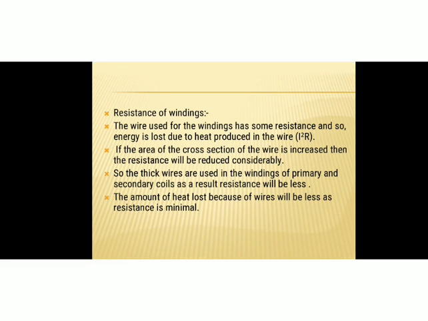and the next area of energy loss is resistance of windings. Wire used for the windings has some resistance, and so energy is lost due to the heat produced in the wire, because if there is resistance, heat is produced as per I squared R. So energy is lost due to this heat produced, and if the area of cross section of the wire is increased, then the resistance will be reduced, because resistance is inversely proportional to area. So if thick wires are used in the windings of primary and secondary coil of the transformer, resistance will be less, and the amount of heat lost because of the wires can also be minimized. So resistance of windings is another area of energy loss, and it can be minimized by using thick wires.